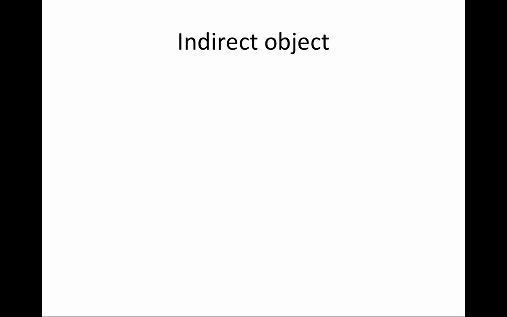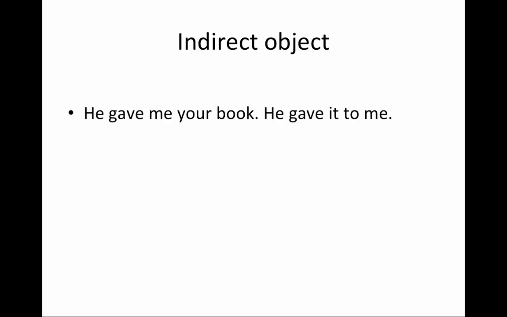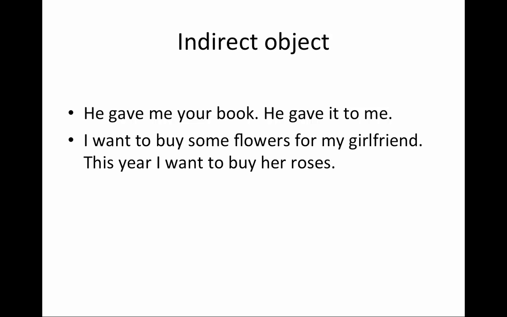Indirect objects are a little bit different. Indirect object is usually a person that the action of the verb is performed for or to them. For example, he gave me your book. He gave it to me. Who received the book? Me. I want to buy some flowers for my girlfriend. For whom? For my girlfriend. This year, I want to buy her roses.